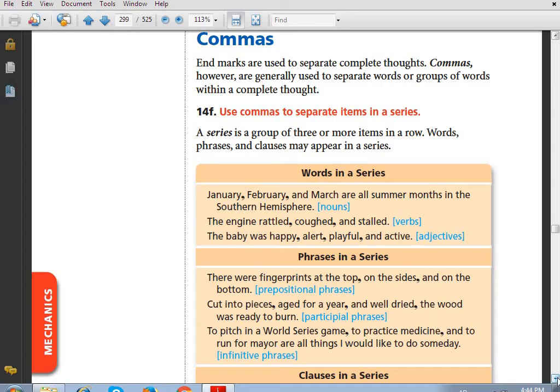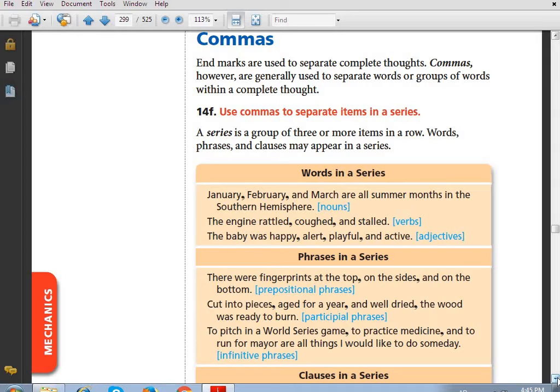by commas. Clauses in a series. We didn't know where we were going, or what we would do. If they are in a series, I have to separate them by commas. Independent clauses in a series can be separated by commas only if the clauses are short.